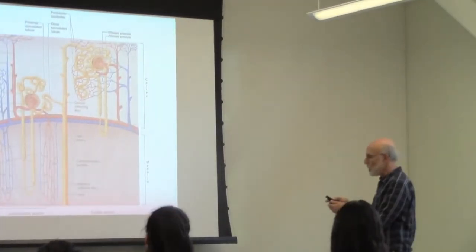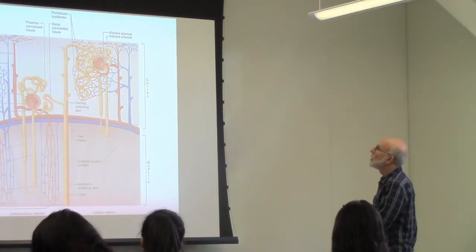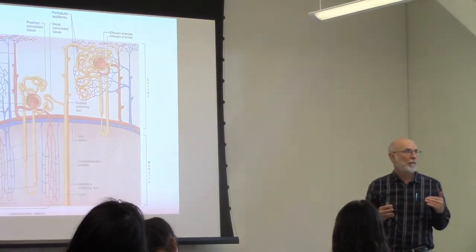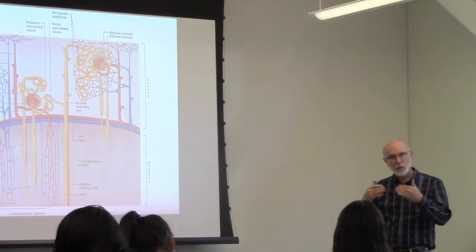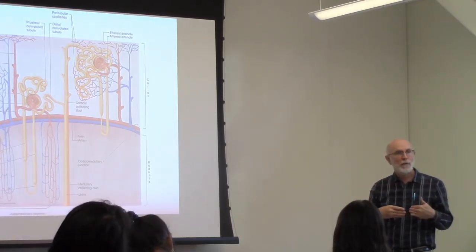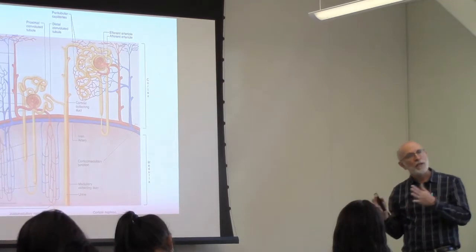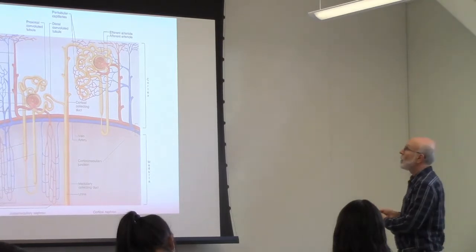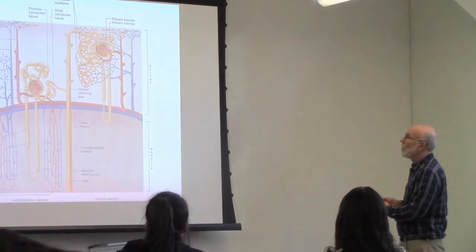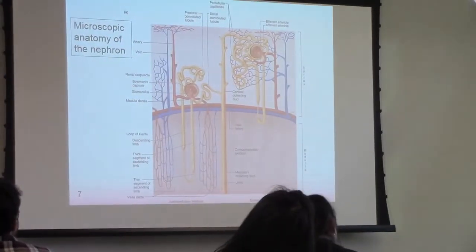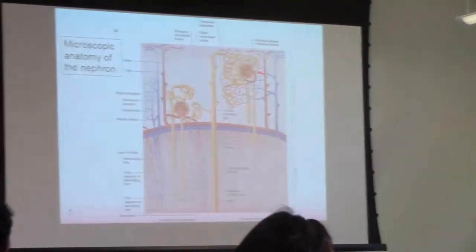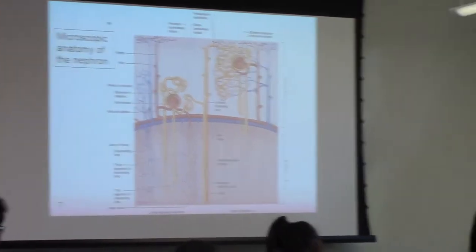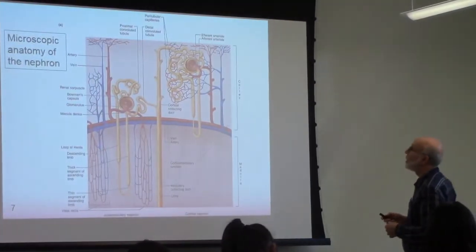So let's just look at the cortical nephron here, and let's follow blood and urine. Blood is what's fed in, urine is what comes out. I'm going to use anatomy to try to tell the story of processing of blood to make urine. So blood enters this nephron from a branch of the renal artery, and then the blood enters a structure called the glomerulus.